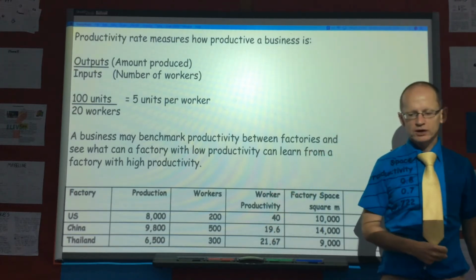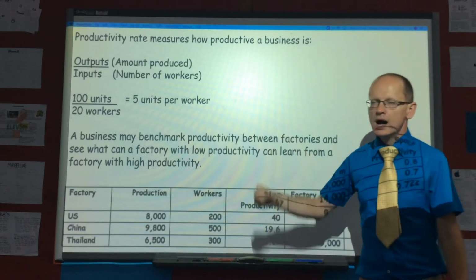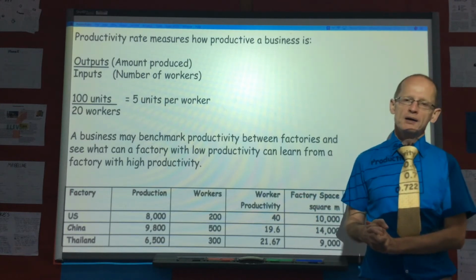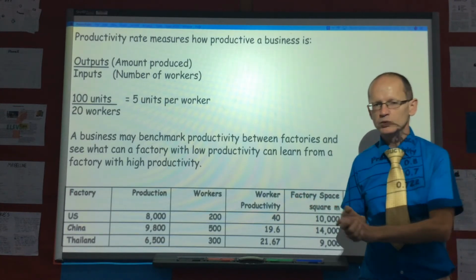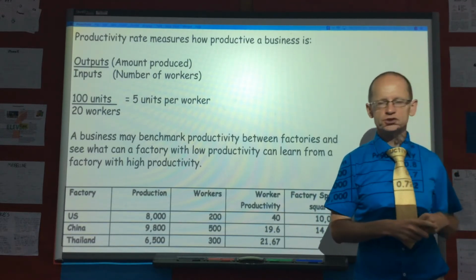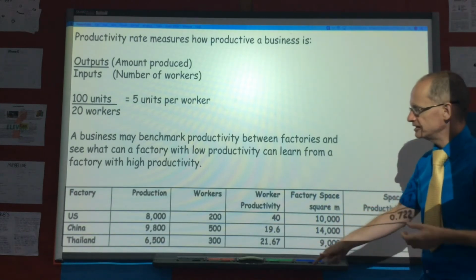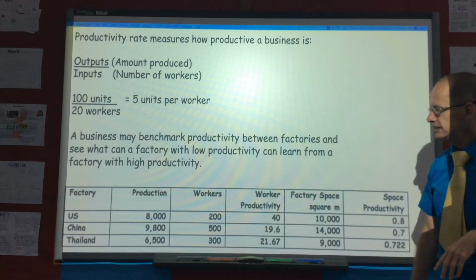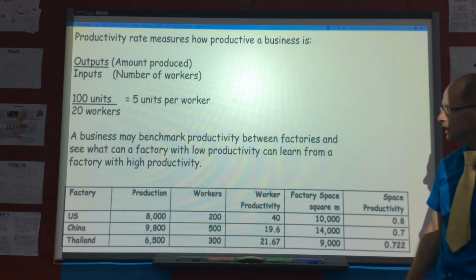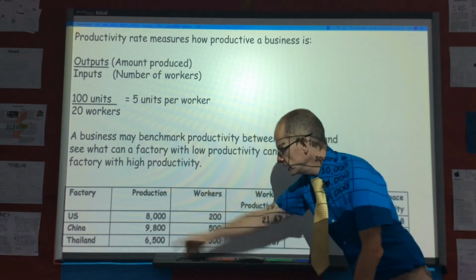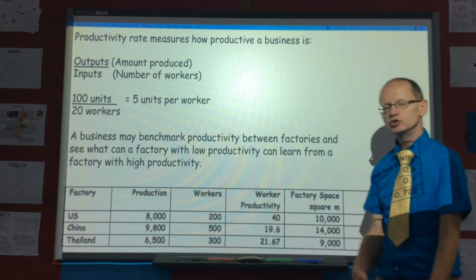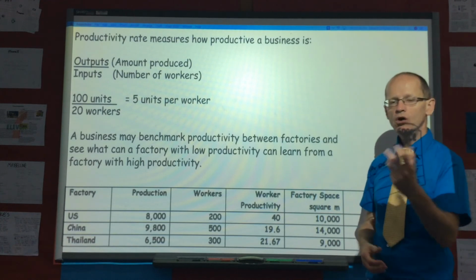One of the things companies quite often do is benchmark. If one particular factory is a lot more productive than another factory, maybe the managers from the weaker factory will go to the stronger factory and find out, what are your secrets for your success? In this example, you would see that the productivity at the American factory is higher than at the Chinese factory and the Thai factory. That's quite a simple example. So 8,000 divided by 200 gives you 40, or 6,500 divided by 300 gives you 21.67. Okay, so hopefully that's helped you with that.